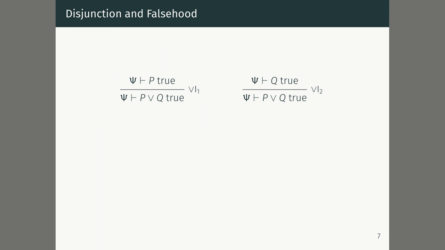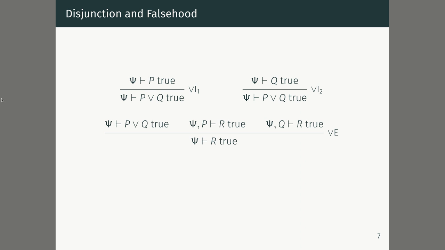Okay, and with assumptions in hand, it actually becomes possible to do things with disjunction as well. Introducing disjunctions is pretty easy. If you've proven P, then you've also proven P or Q. And conversely, if you've proven Q, you've also proven that P or Q is true. So in order to introduce P or Q, we just have to show that one of the disjuncts is provable.